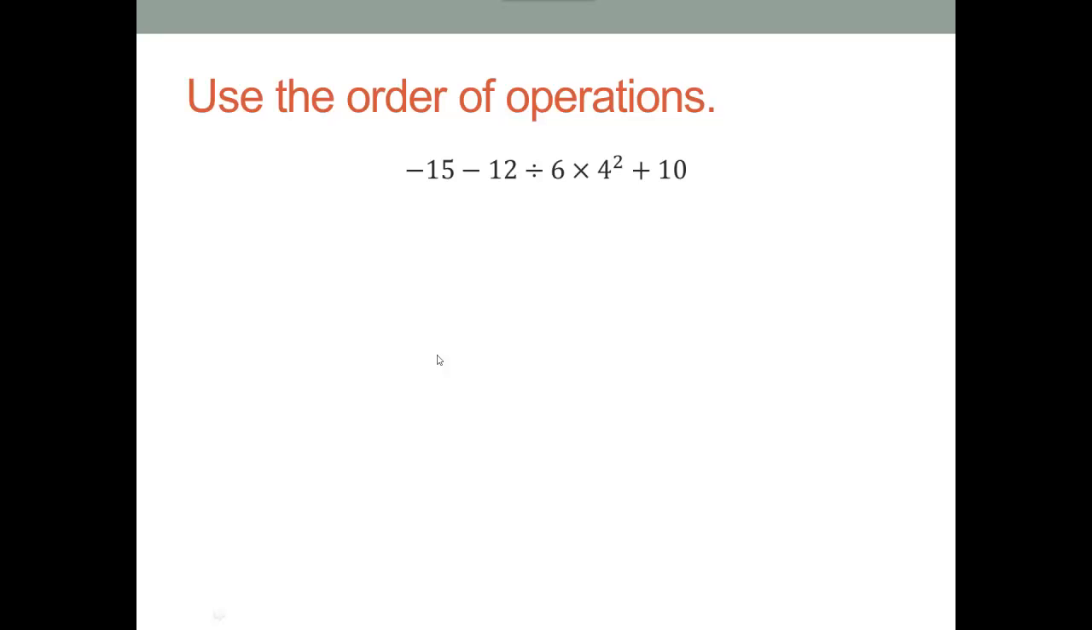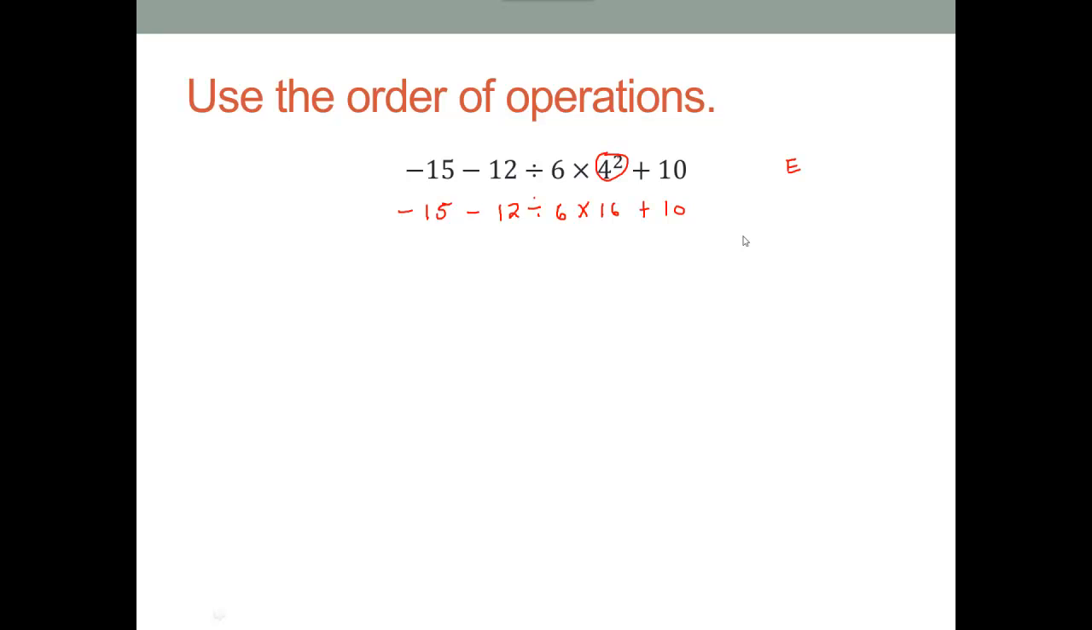so parentheses. We don't have any parentheses or any enclosures to work inside. The next thing I look for is exponents, and we do have an exponent that we need to simplify, the 4 squared. That's going to be my first step, is to simplify that exponent, the 4 squared. Again, remember, that means 4 times 4. So everything stays the same except for the 4 squared, that becomes 16. Everything else stays exactly like it is.